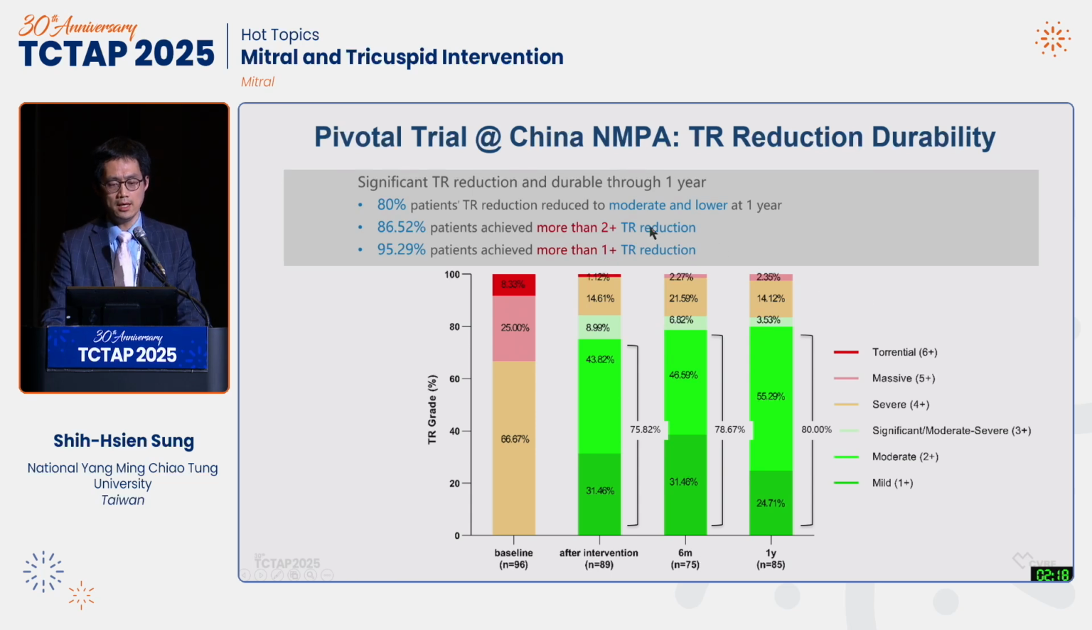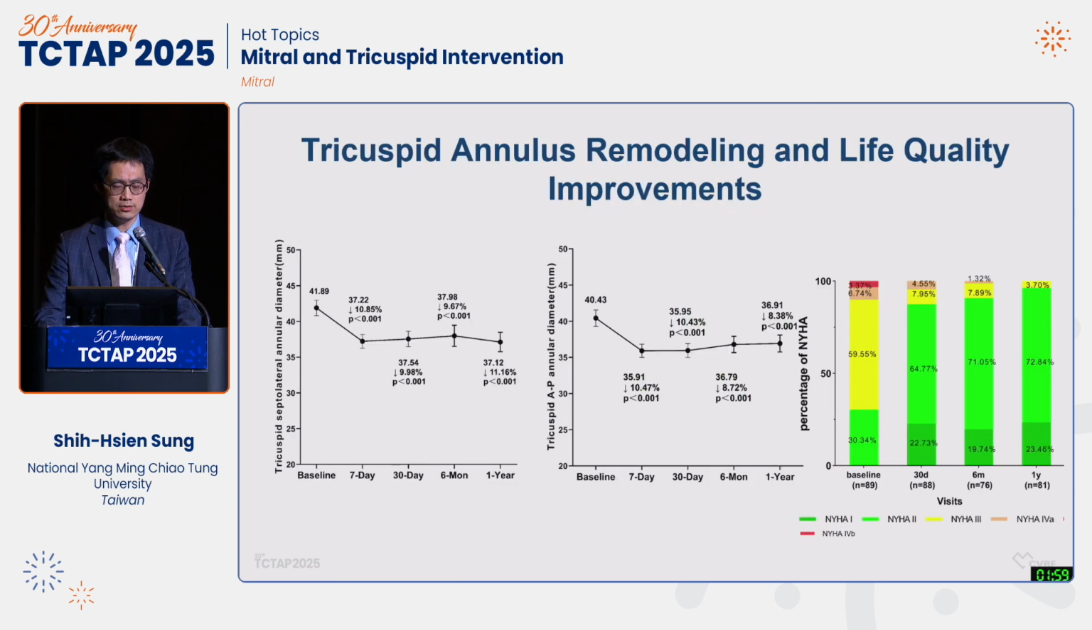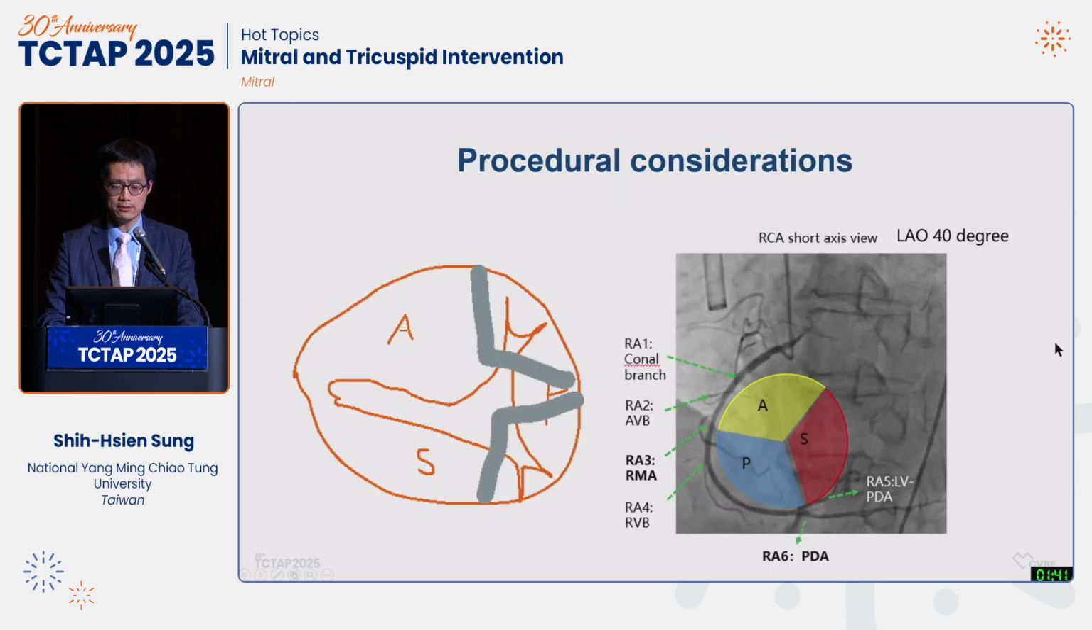This is the 1 year data from the pivotal trial for China FDA approval that demonstrated the K-Clip can really produce a very durable TR reduction within a year. 80% of them have equal or less than 2 plus TR. And it nicely shows a significant annular plication effect immediately after the procedure, not only on the septolateral diameter, but also the anterior-posterior diameter. The patient can really get symptomatic benefit from the TR reduction.